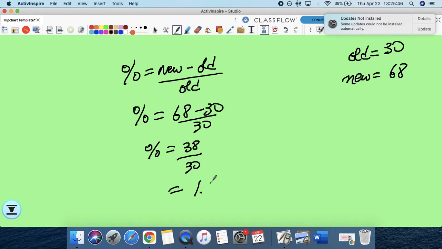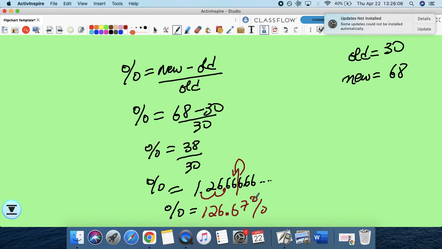It's 1.266666666 forever and ever. We're going to change that to percent. Remember, hay que cambiar esto. Mueve el décimo 2 veces a la derecha. Move it 2 times to the right. 1, 2. We get 126.67%. Aumentó 126.67%.